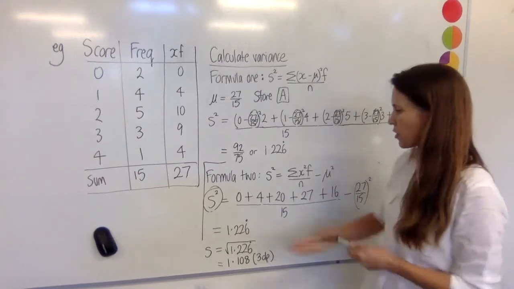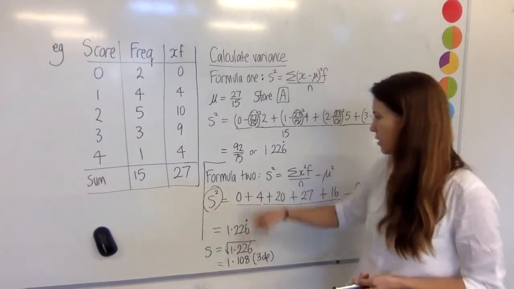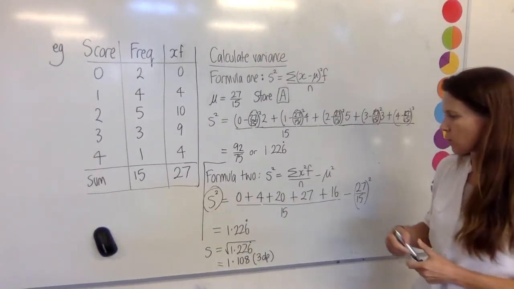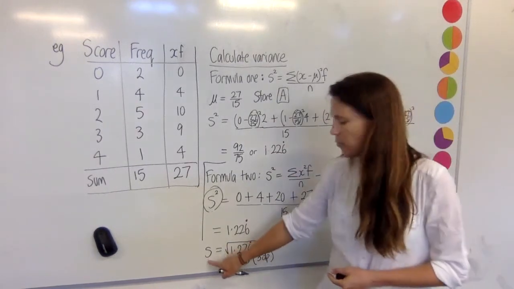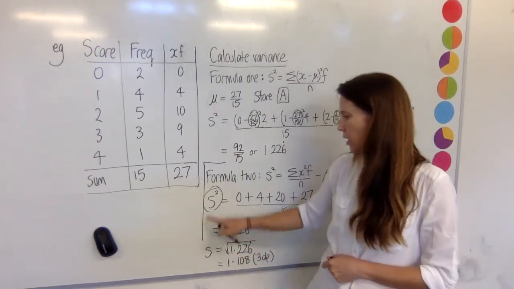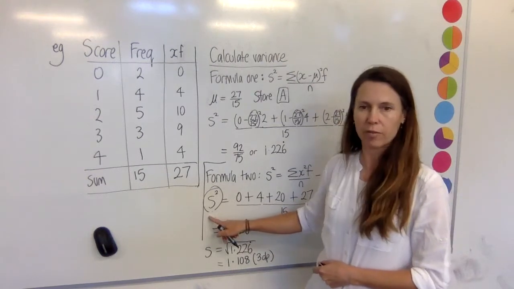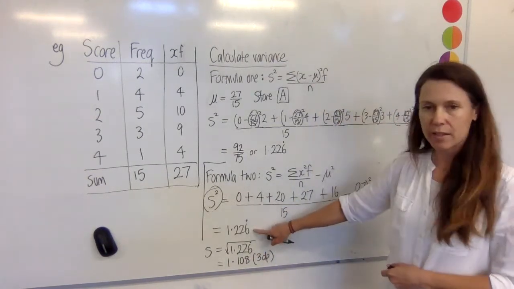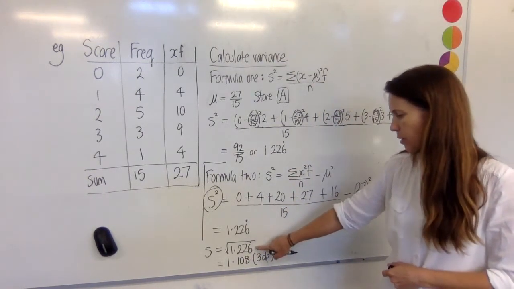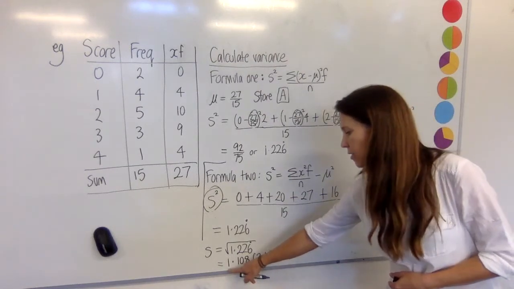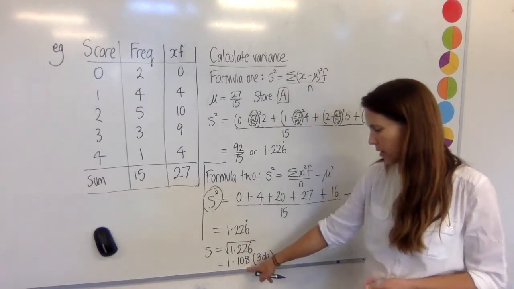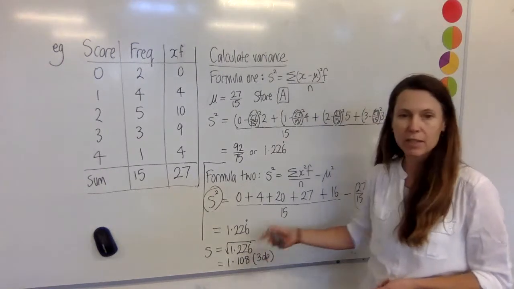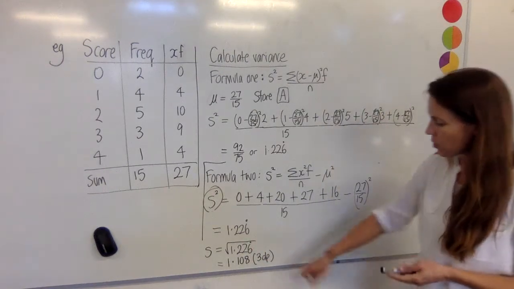So at the end of this process, we found variance. The second formula was definitely easier to use in this case. And if we then want to find the standard deviation, it's actually just the square root of the variance. So keep this answer in your calculator, find the square root of it, and in this case, we have a standard deviation of just over 1. So I've rounded it off here to 3 decimal places. It's 1.108.